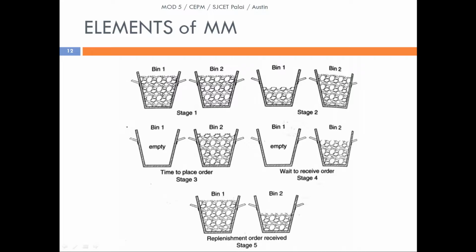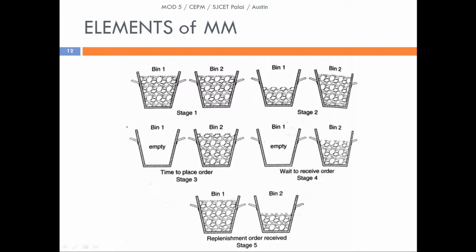Usually we follow a two bin system known as the working bin and the reserve bin, and here we can see that it is illustrated in 5 stages. In Stage 1, we have bin 1 and bin 2. Here bin 1 is the working bin and bin 2 is the reserve bin. Since bin 1 is the working bin, the material in bin 1 gets reduced once the process is carried out, while in bin 2 the material is kept as it is, since it is a reserve bin.